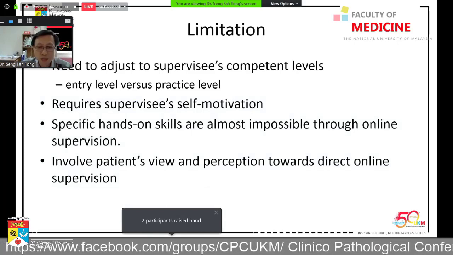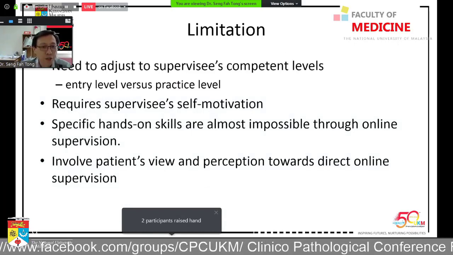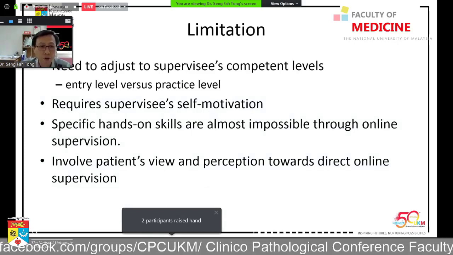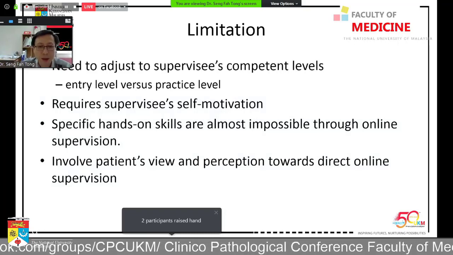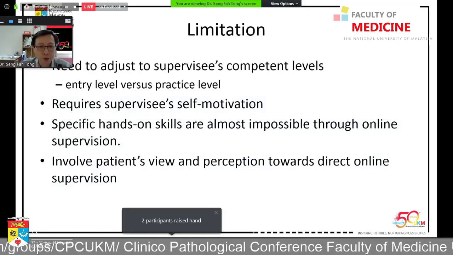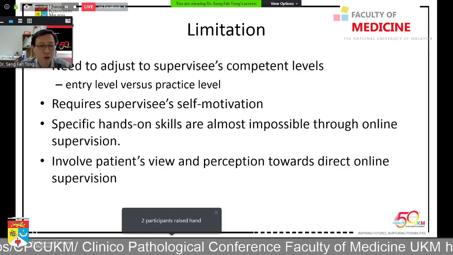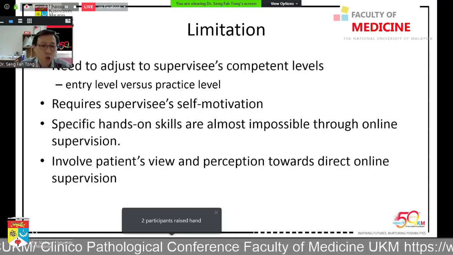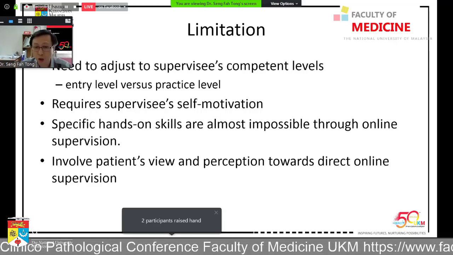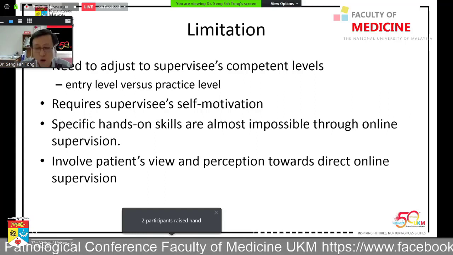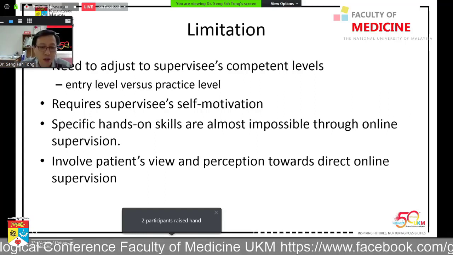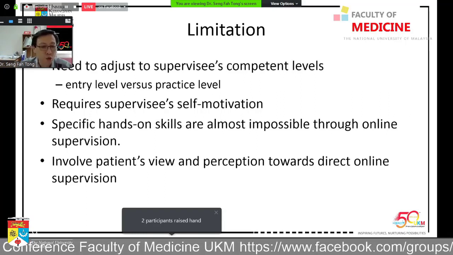So the limitation, this is one of my last slides. We need to adjust for supervisees' competence level. We can expect different methods of supervision, and it requires supervisees' self-motivation in how to utilize online as well. Specific hands-on skills, of course, are not possible through online all the time. So this is just a supplement to our clinical supervision.